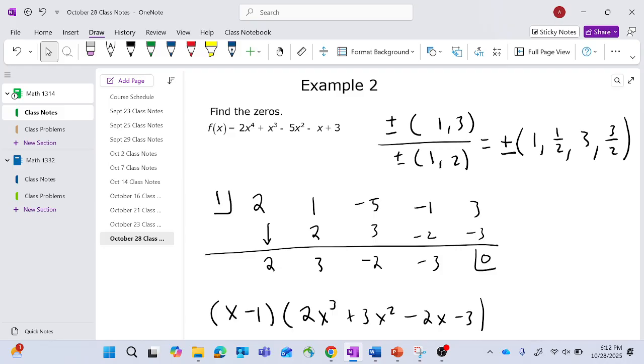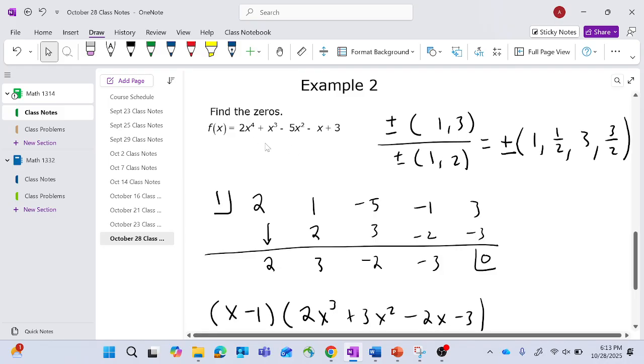So we're trying to factor it. That's probably the best word to use. Because you can't factor this any other way right now, we don't have any other tools to factor it, we're factoring it this way with synthetic division.